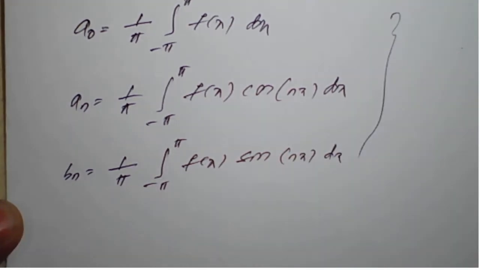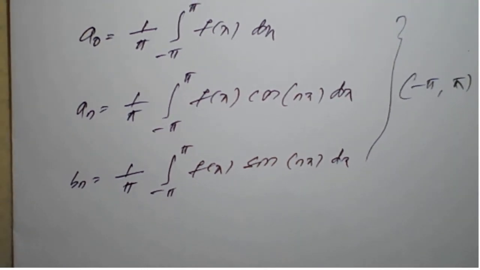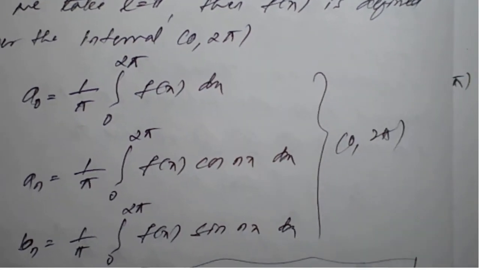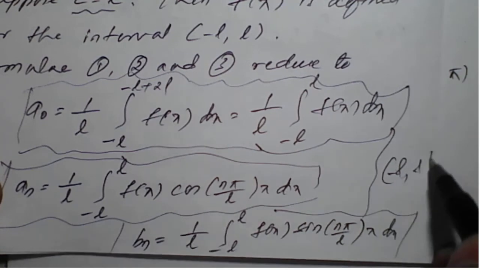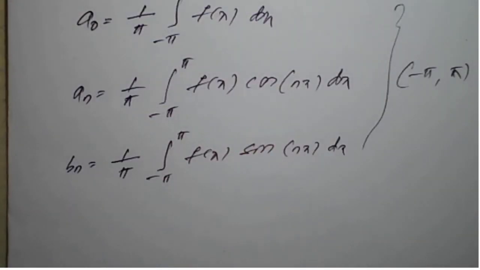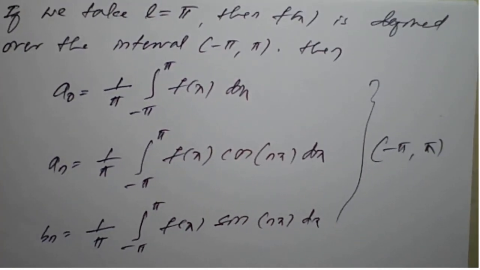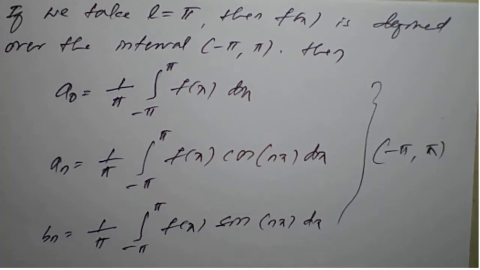So these are the results for the interval minus pi to plus pi, and previously we have seen the result for the 0 to 2 pi interval, and this result is for minus L to plus L. So I will club these results, and once again I will show you the result for the period 0 to 2 pi, for 0 to 2L, for minus pi to plus pi, and for minus L to plus L. We'll see once again in the form of a table.